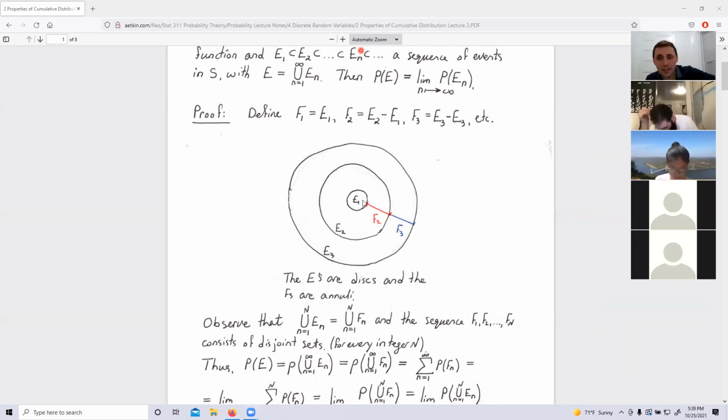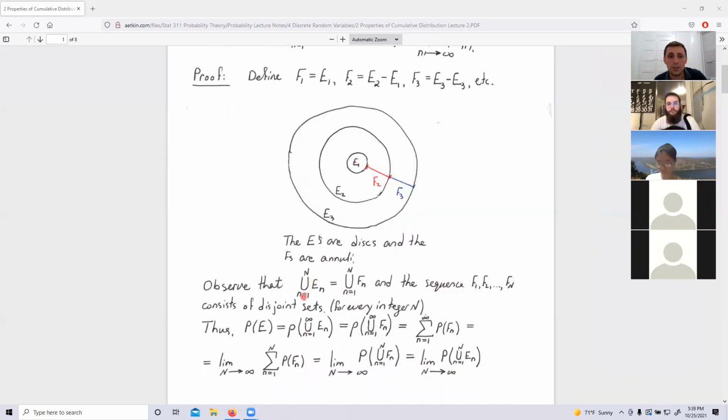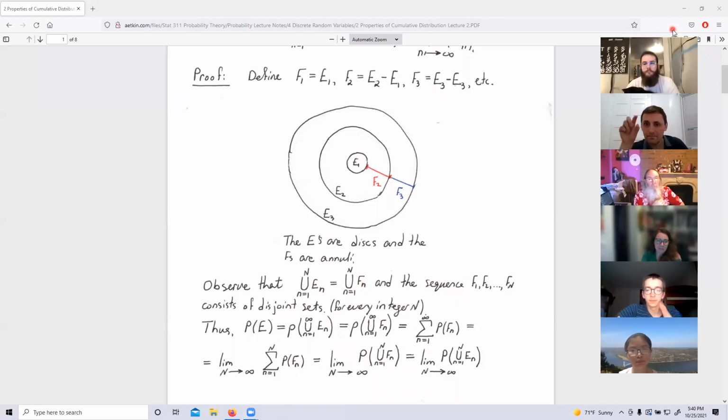So here are those onions. As you can see, I can describe them as rings. Instead of taking the union of this disk together with the E2 disk together with the E3 disk, I can take the E1 disk together with the annulus F2 together with the annulus F3 and onwards. And those are disjoint, as you can see, right? Those events are disjoint. So that means that the union from n equals 1 to capital N of En is the same as the union of the corresponding Fn. Annulus is a ring, if you don't know. So yes, it's a ring.